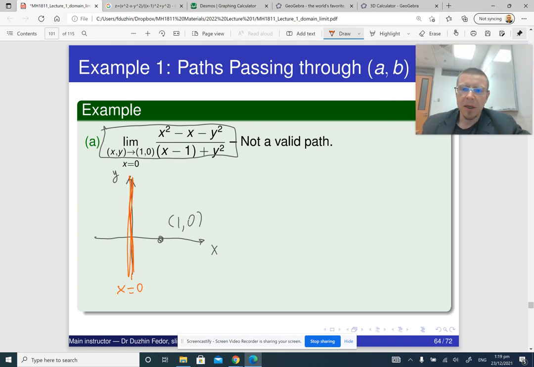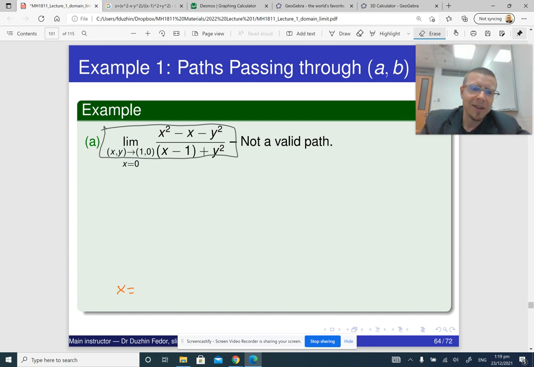It's just the y-axis. And of course, it doesn't really make sense to take the limit along this path because the given point, 1, 0, is not on the path. Which essentially means that it is not a valid path. Okay, so the first attempt didn't work. Okay, so let us try some other paths.